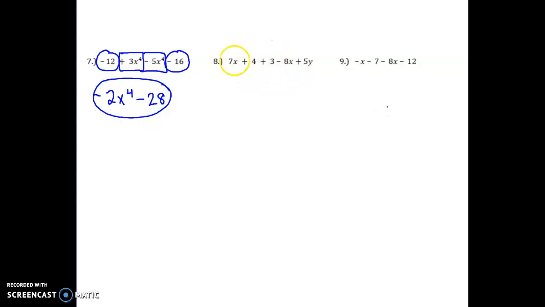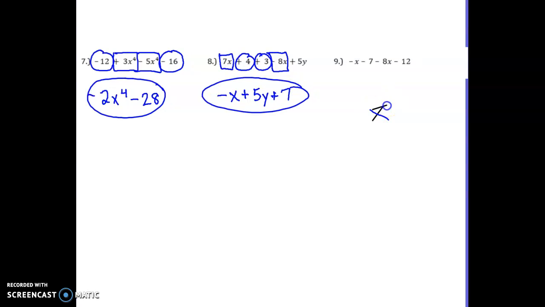Okay, here we've got 7x and a negative 8x. 7 minus 8 is negative 1. Again, we don't write the negative 1, we just write it as negative x. And here we have a 5y, so we're just going to say plus 5y. And then we're going to combine 4 and 3. 4 plus 3 is positive 7.